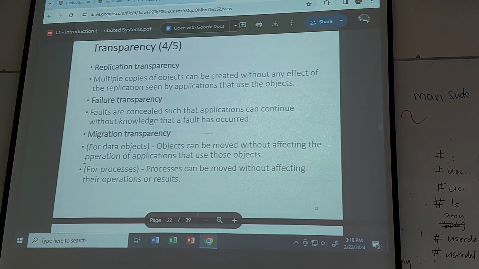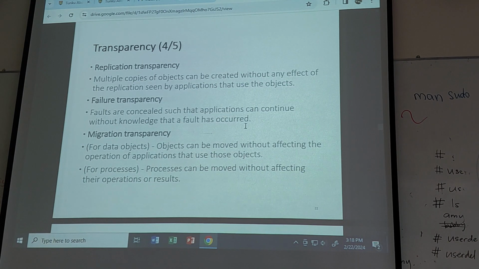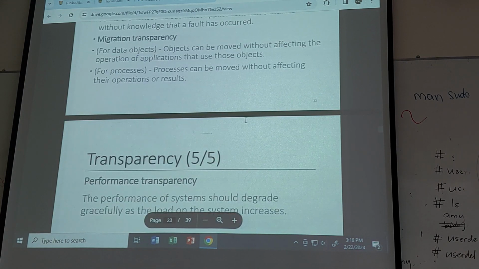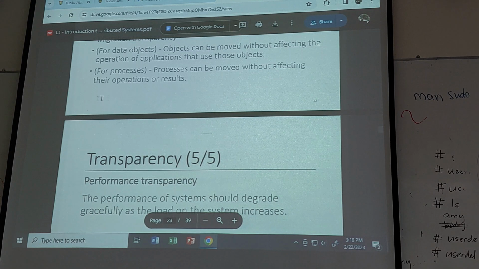Okay, data is much easier to migrate. Migrate means move. Process is harder to move because when you are halfway through, you have to move to another processor. It's kind of hard, right? But it can be done if you use a certain protocol. And I think we're going to learn this in chapter 5, if I'm not mistaken, on migration transparency.